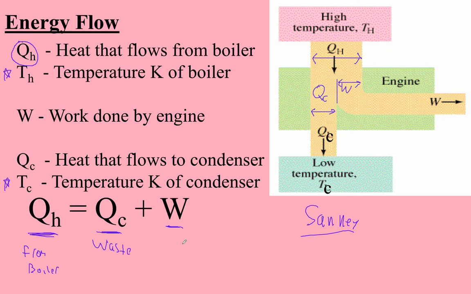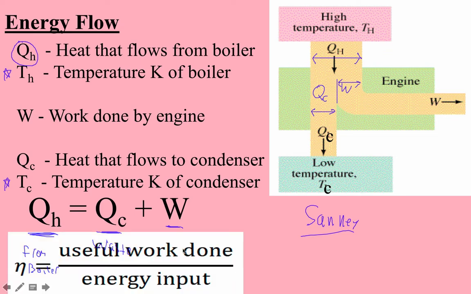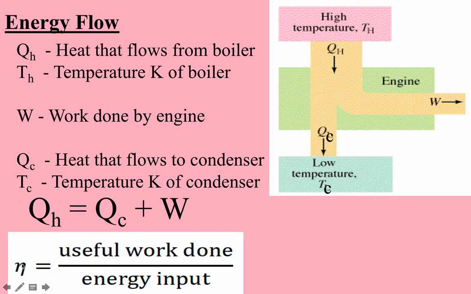Now, our formula for the efficiency uses a little Greek letter. I can't remember what letter that is, epsilon? I don't even know. I should have known that before I made the video. But that's our efficiency. It's just work done divided by energy input. So literally it's work divided by QH. The energy input is our QH. The work done is this, the useful work done.